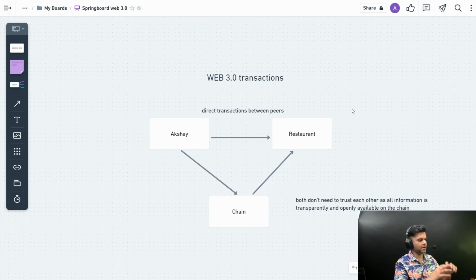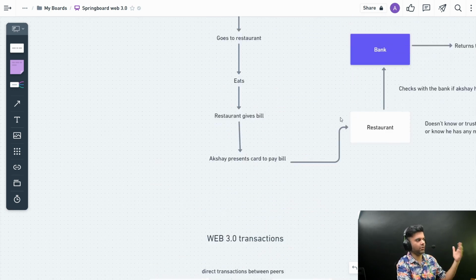So I hope you've learned how Web 2.0 and Web 3.0 transactions differ and what Web 3.0 brings in. I'm preparing you with all of this information because I'm teaching Solidity on the side, which is a programming language to learn how to build Web 3.0 applications. I'm sharing all of this knowledge so that you have more context when you learn the programming.